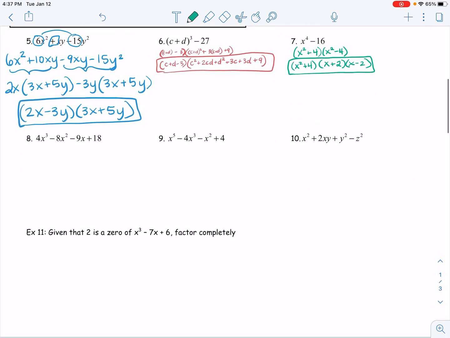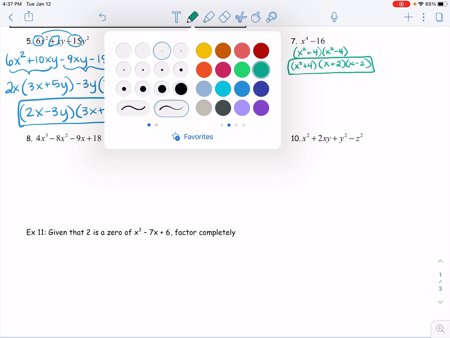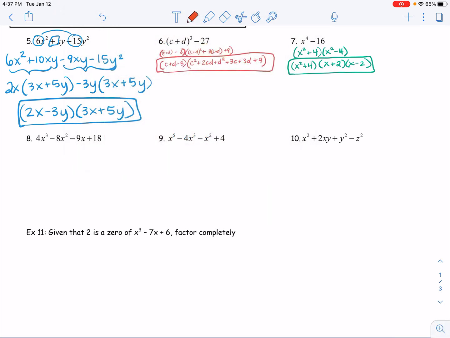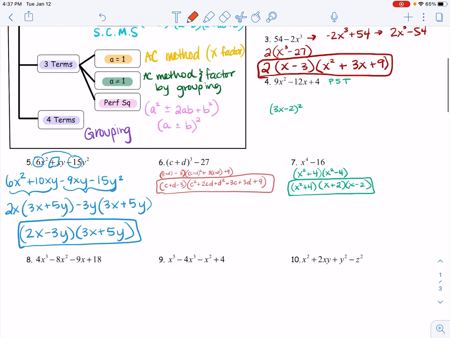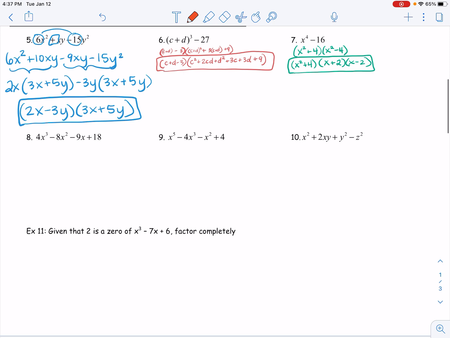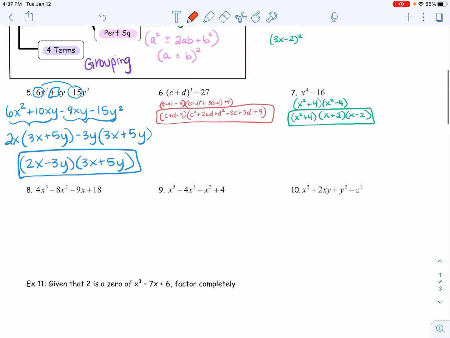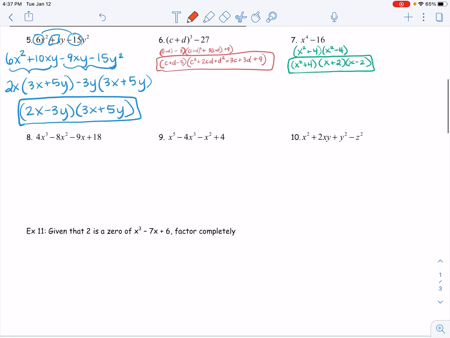Okay. Moving on. Let's go orange. First thing I look for is a GCF. I'm looking at the numbers 4, 8, 9, 18. Not all divisible by anything other than 1. I'm looking at the variables. Not all terms have that variable. So no GCF. How many terms does it have? It has 4 terms. So 4 terms, we are just going to factor by grouping.